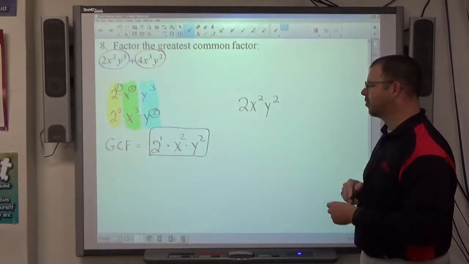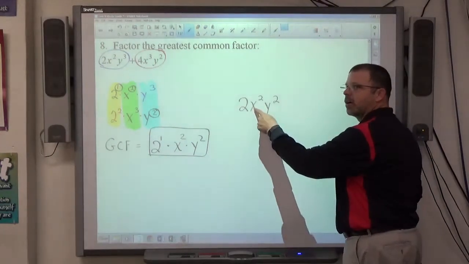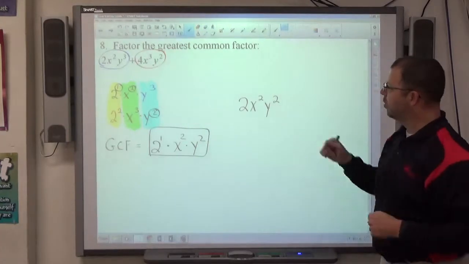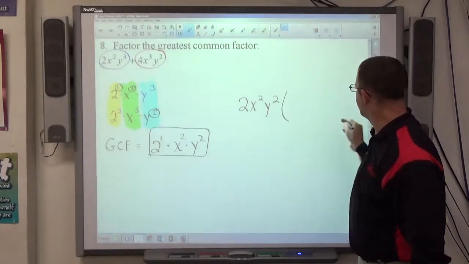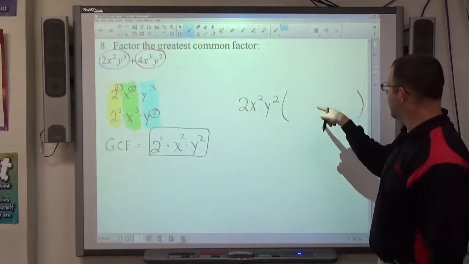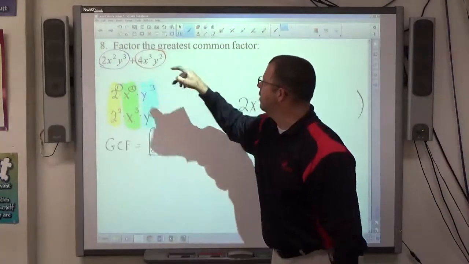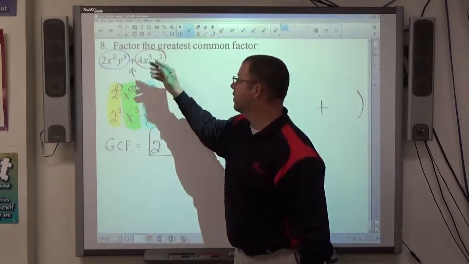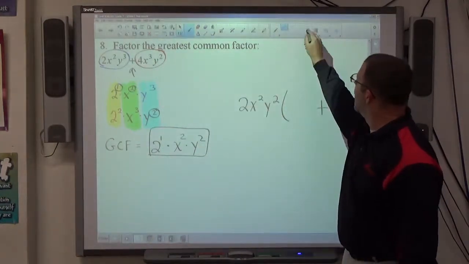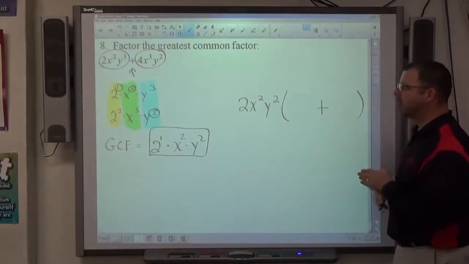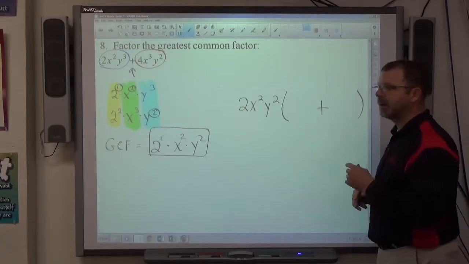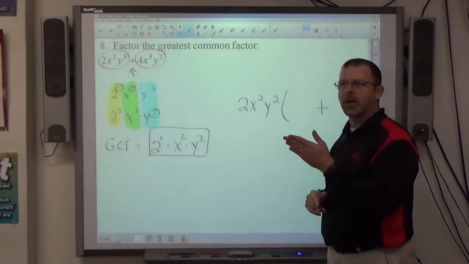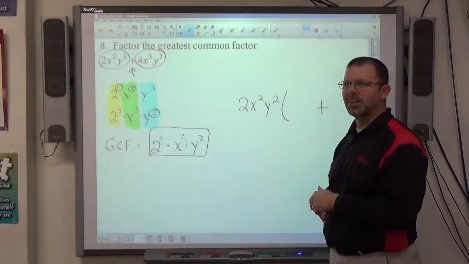No multiplication symbols are necessary to show multiplication of a number and a letter, or a letter and a letter, so 2x squared y squared is sufficient for that. And then what I want to put here is what's left over from each of these pieces. So there's a plus sign in the middle, so I put the plus sign because that's what that is. If it said minus, I put minus. What's circled in blue, I'm going to divide by 2x squared y squared. And until I get to the end, I'm not going to write down numbers unless I have to.